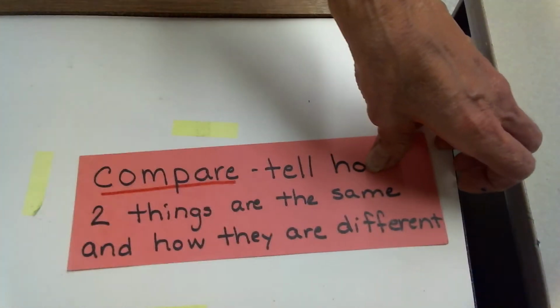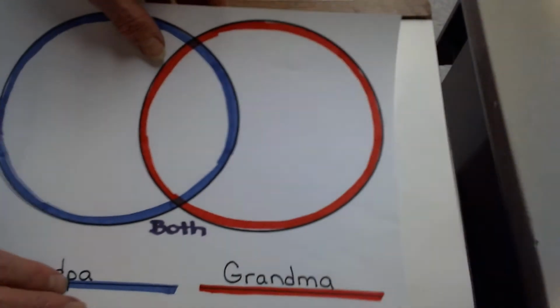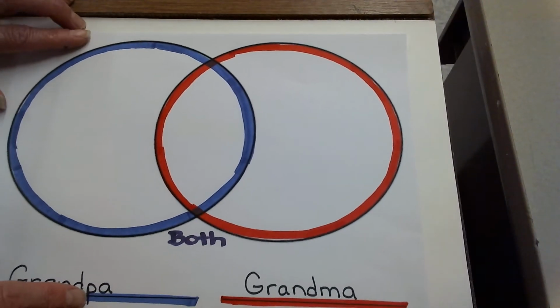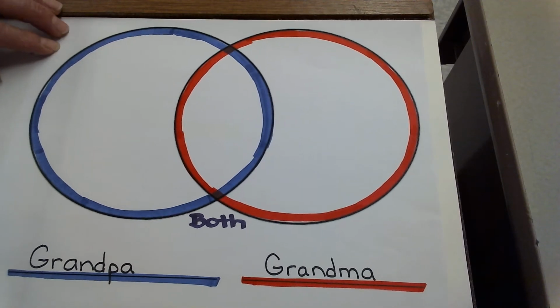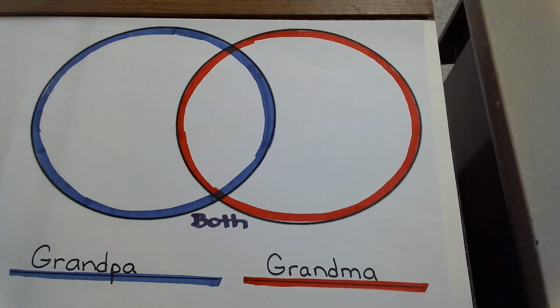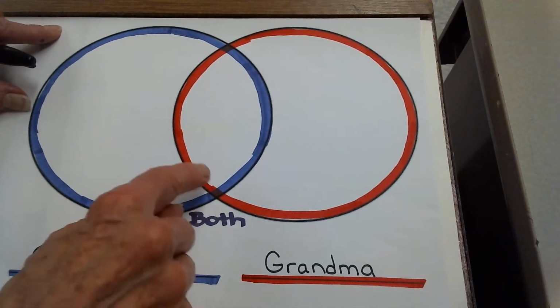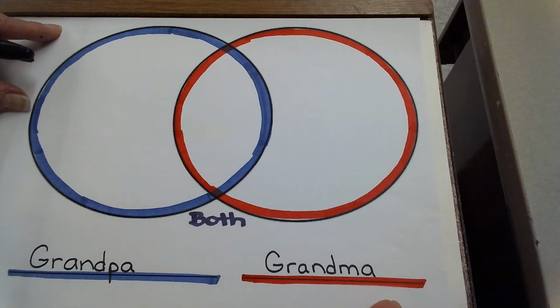For example, let's say I wanted to compare Grandpa and Grandma. So I've made this little chart. It's called a Venn diagram. You might have used this in kindergarten. This blue circle is talking about Grandpa. The red circle is about Grandma.